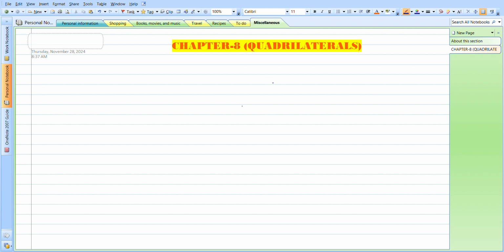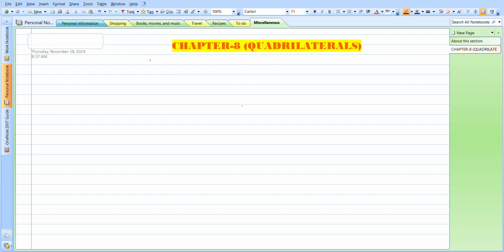Before starting this chapter, because we already discussed quadrilaterals in our previous classes, before starting that, let us define many more properties of quadrilaterals. First, we will discuss what a quadrilateral is.